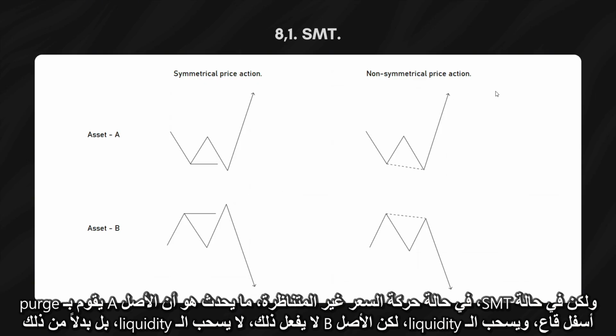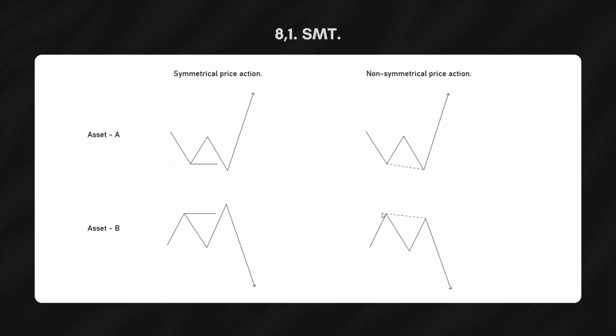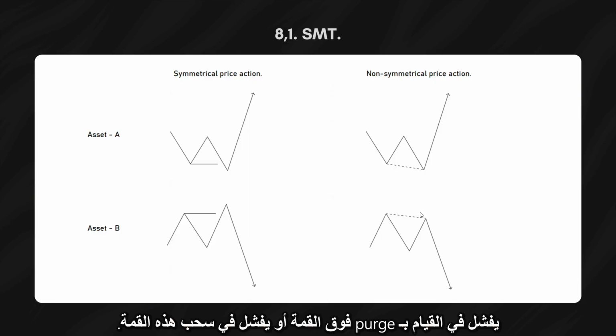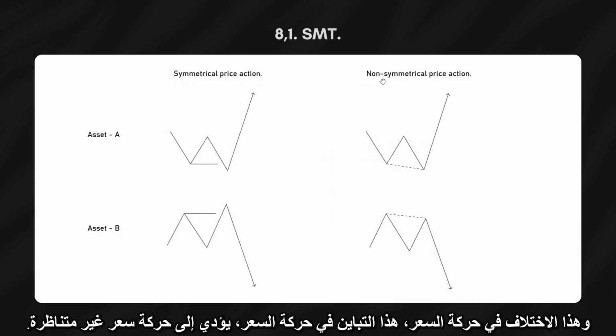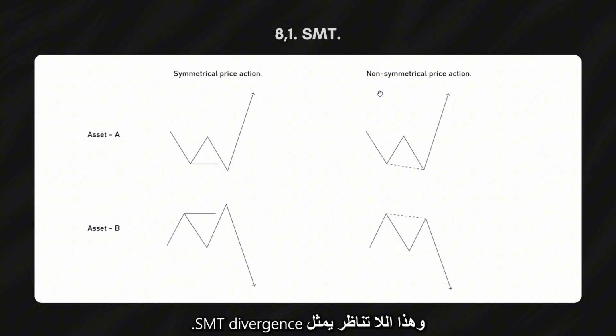But in the case of an SMT, in the case of non-symmetrical price action, what happens is that asset A purchases below a low and takes out liquidity, but asset B does not. It doesn't take out liquidity, but instead it fails to purchase above the high, it fails in taking out this high. And this discrepancy in price action leads to non-symmetrical price action. And this non-symmetry represents an SMT divergence.